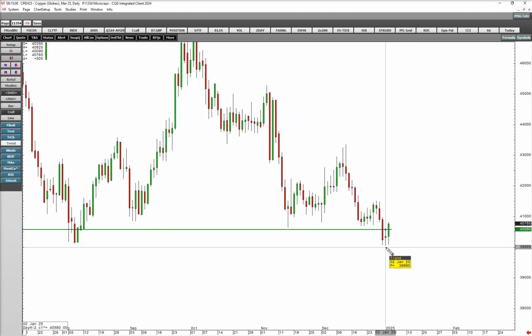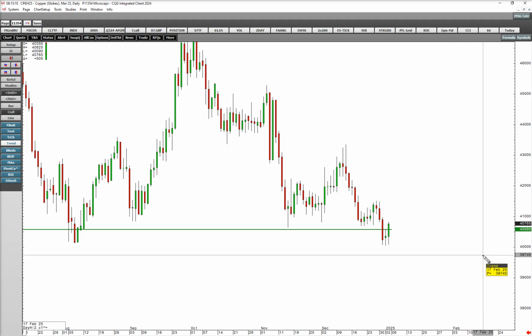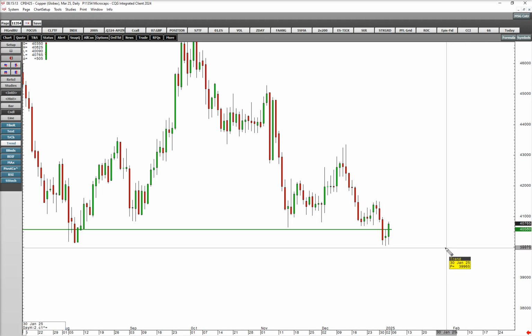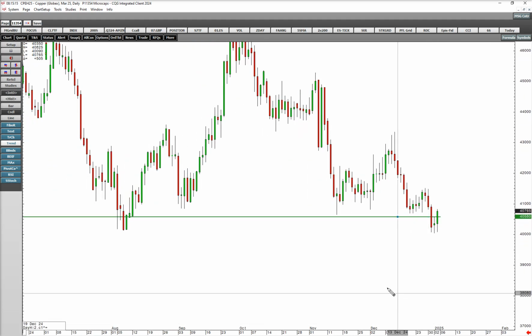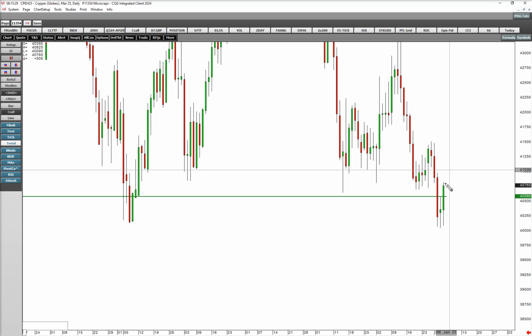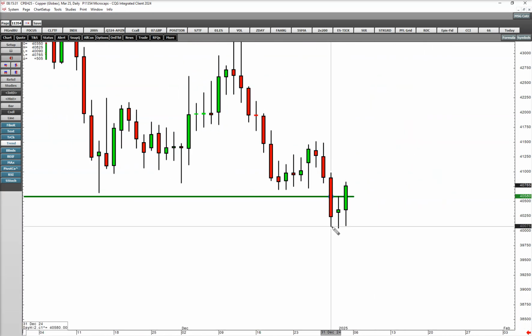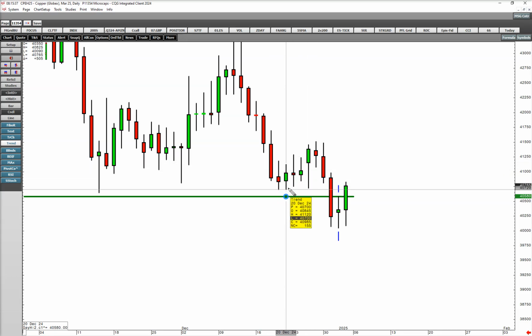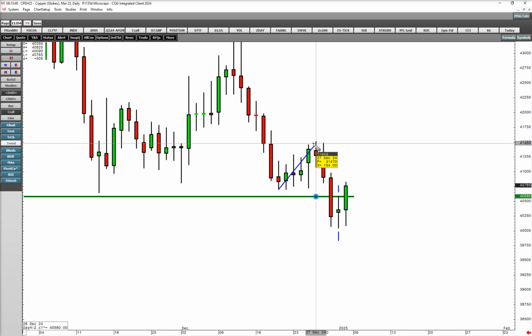I wanted to go over this 4x pattern that we had on Friday in copper. And it was just a perfect textbook situation. I guess I shouldn't say perfect, because the setup itself was not perfect on the daily, but on the intraday pattern it was perfect. We made a lower low and a lower high with a green body. So what that does is it ends this previous downtrend.